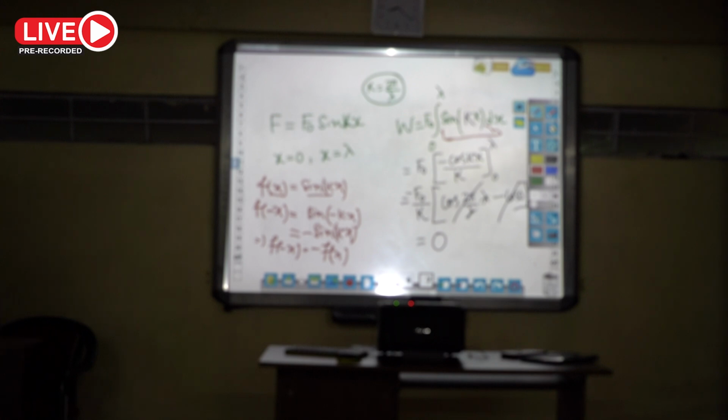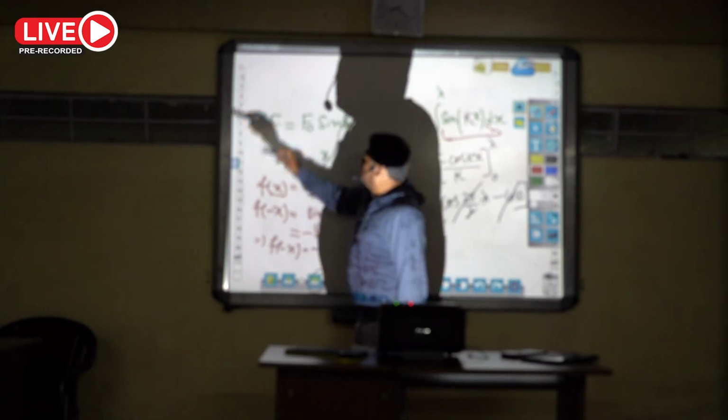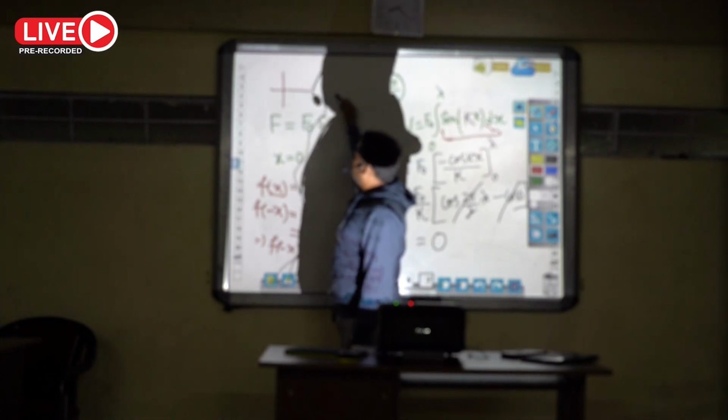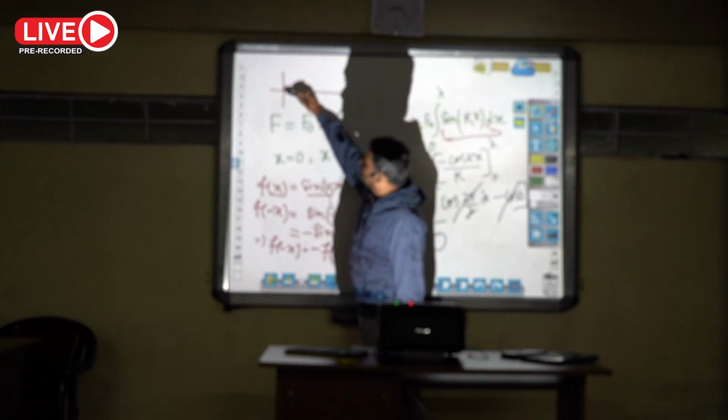Suppose the product of sin x into cos x: cos x is even but sin x is odd, their product is odd. Odd into even, their product is odd. So this result holds always, because that is coming from actually the knowledge of integration. And if you plot the sine function, the graph is like this.